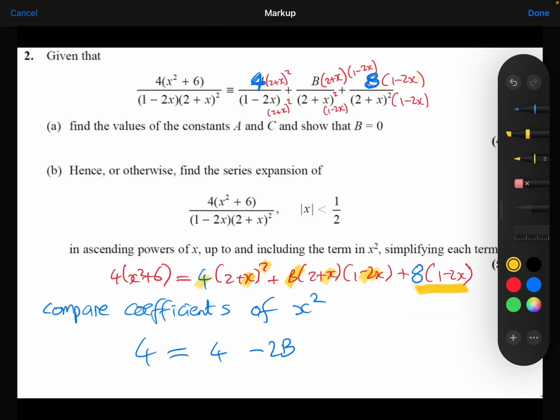So there's no x² terms there at all. If I take the 4 away from both sides, I get −2b is equal to 0. Therefore, b equals 0, which was what we needed to show.